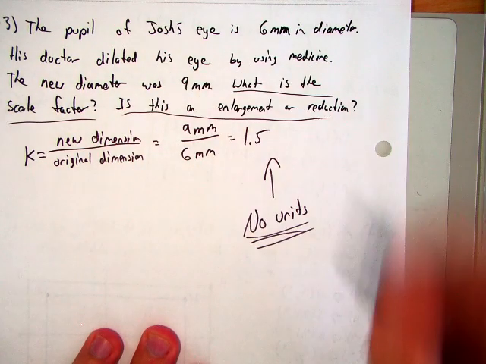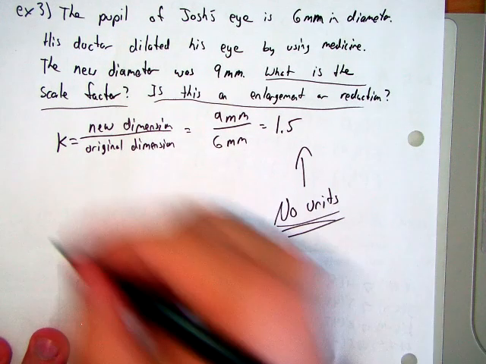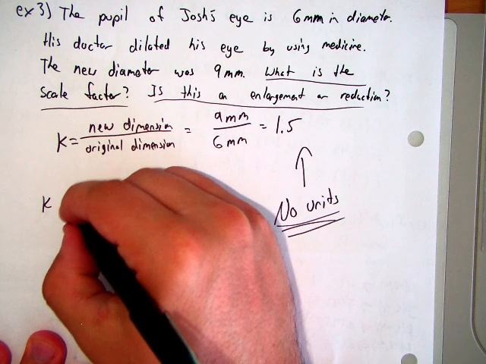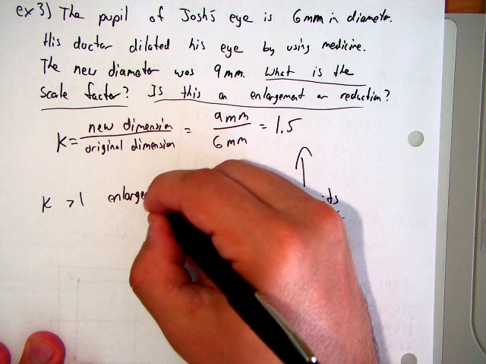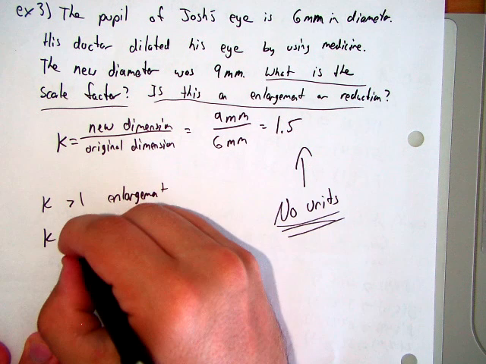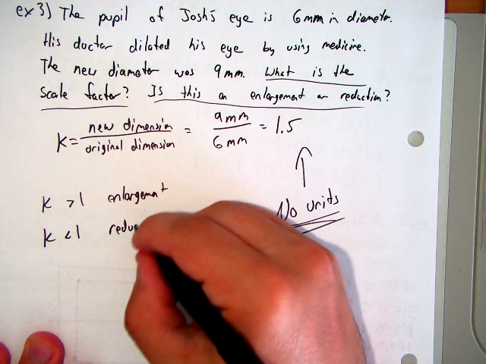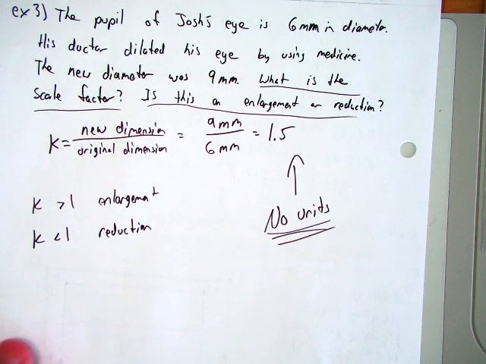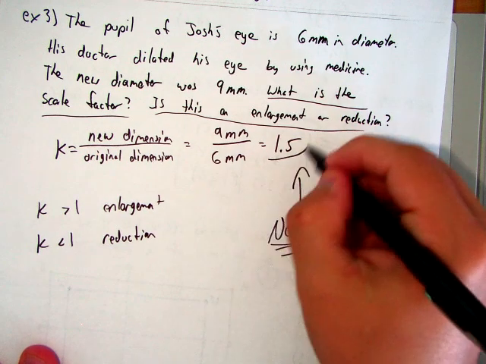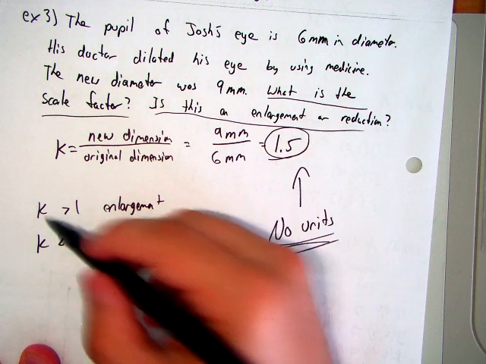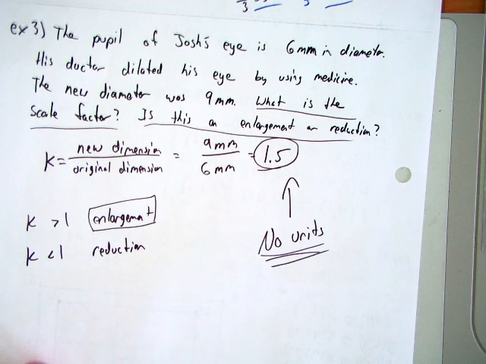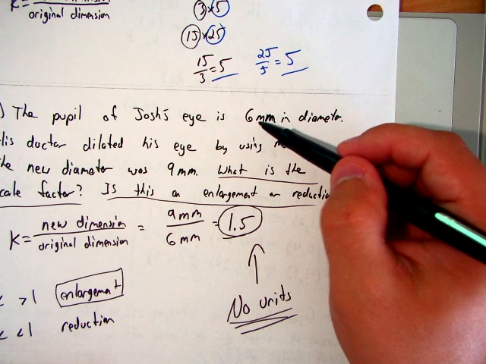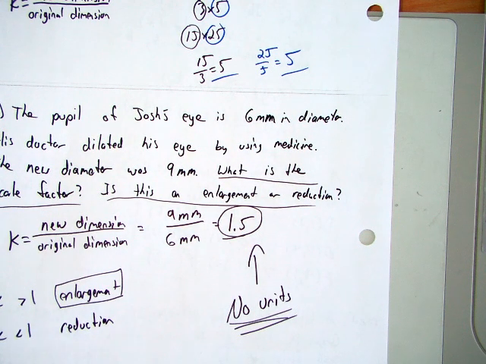Now the second question, is this an enlargement or a reduction? If K is greater than 1, it's called an enlargement. If K is less than 1, this is a reduction. So my scale factor was 1.5. 1.5 is greater than 1, so this is an enlargement. We made it bigger. And if you look at the problem, 9 millimeters is bigger than 6 millimeters, so it would be an enlargement.